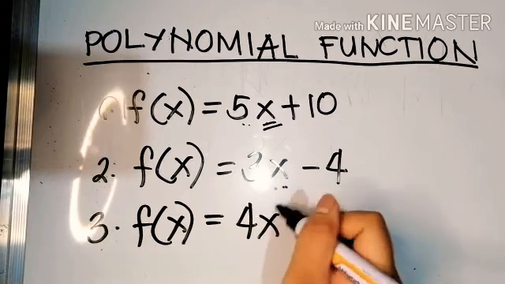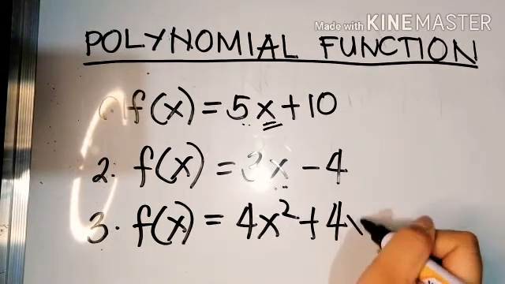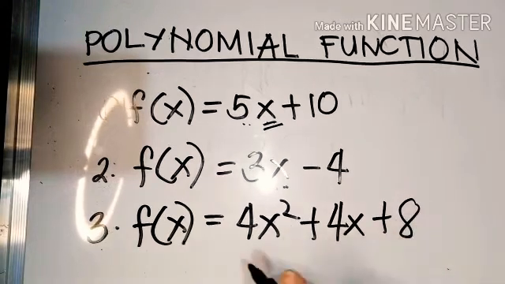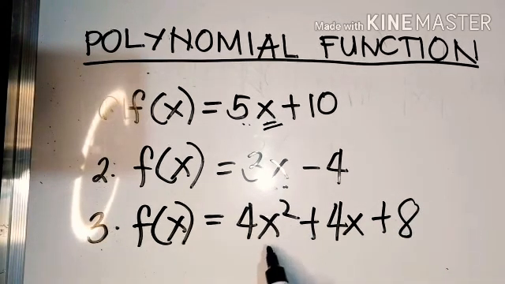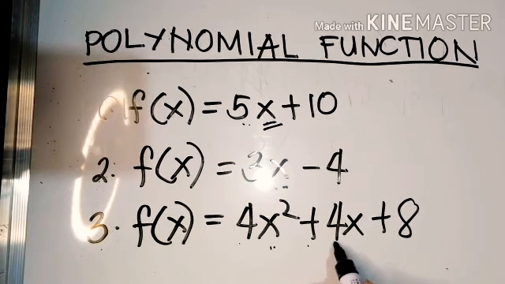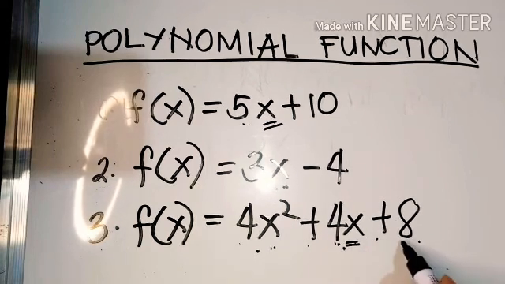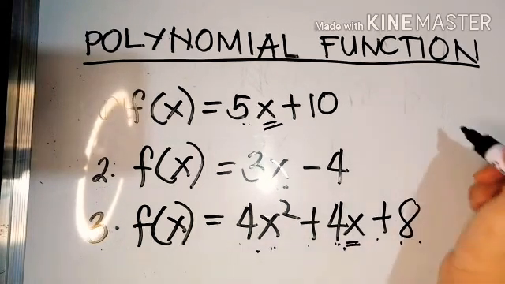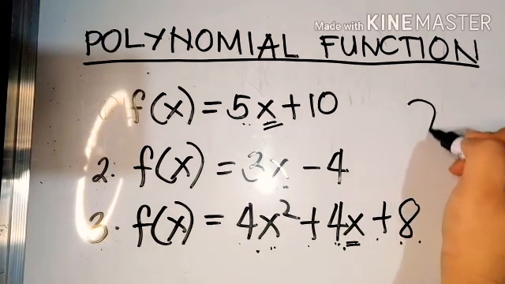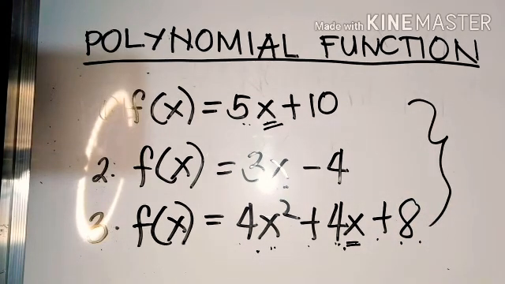F of x is equal to 4x squared plus 4x plus 8. Let us use the positive 1. So, 4 times 1 squared is equal to 4 plus 4 times 1 is equal to 4. So, 4 plus 4 is equal to 8 plus 8 is equal to 16. Anong papansin natin is either positive or negative ang isubstitute natin, siya ay magre-result ng isang output.